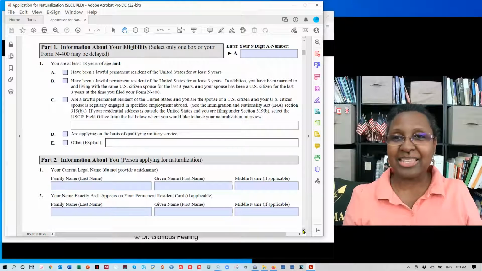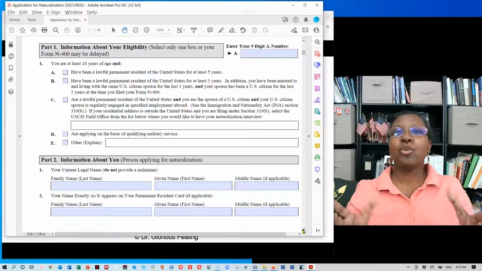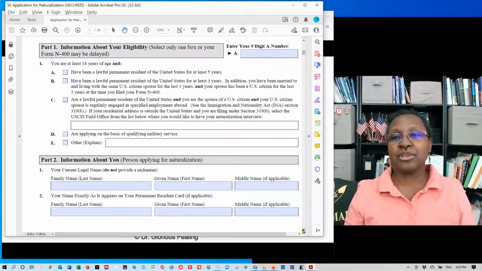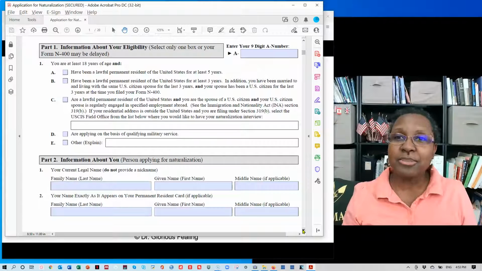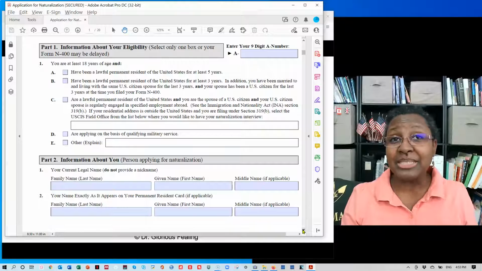Eligibility means that someone can say yes or open the door to you for something. It means that you have met certain conditions. So part 1 asks you to select only one box for your eligibility. Otherwise, your form N-400 may be delayed. That means it will take a long time, longer than normal, because you hadn't followed the directions.